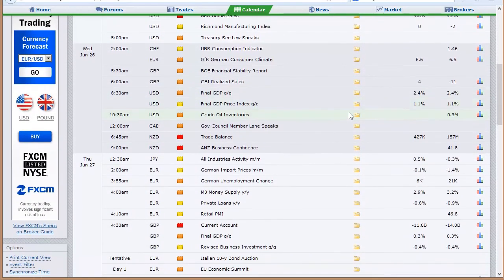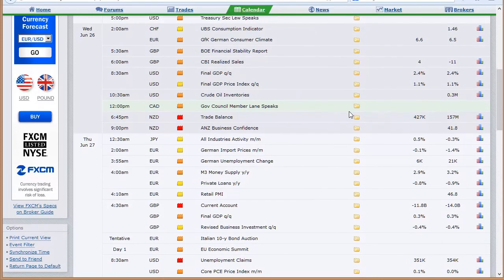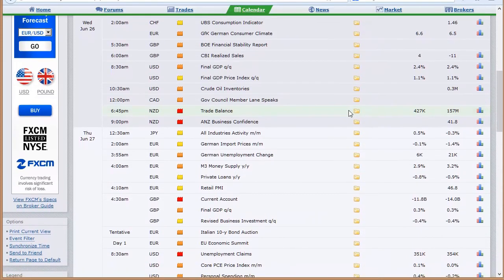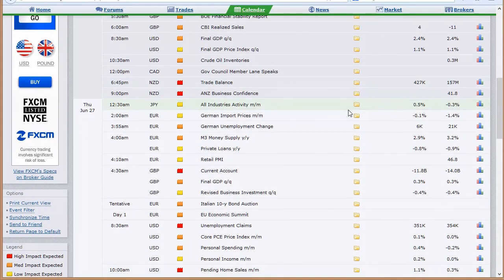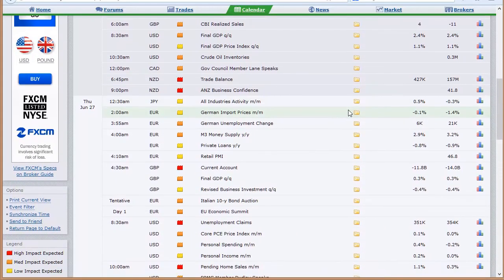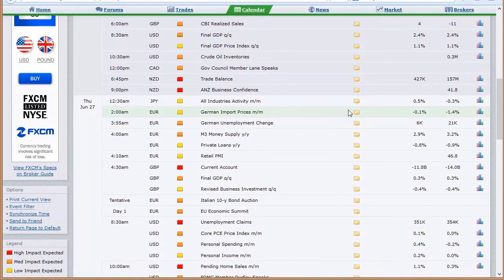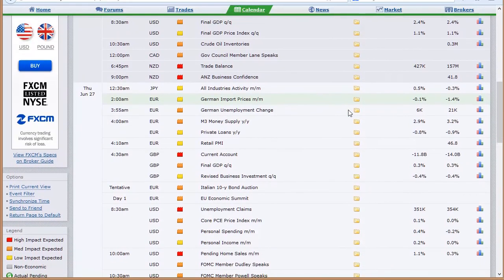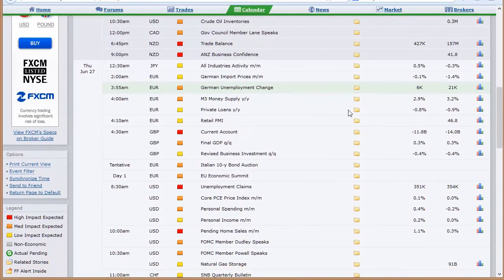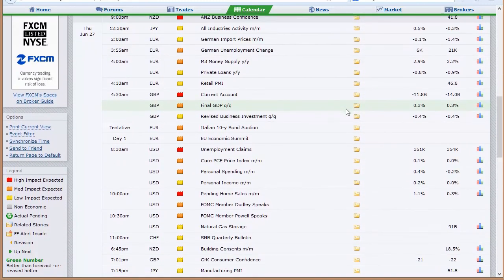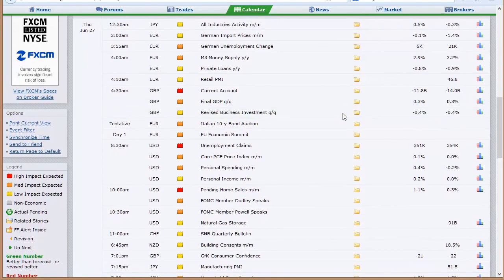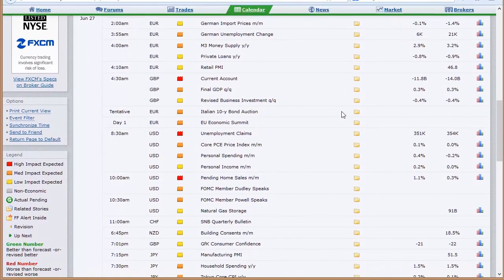On Wednesday, we've got the UBS Consumption Indicator. The UK has their Bank of England Financial Stability Report and the CBI realized sales numbers. Final GDP for the first quarter out of the U.S. at 8:30 a.m., and crude oil inventories. You've got trade balance out of New Zealand on Wednesday night. Europe has German import prices, German unemployment change, and money supply. This is all Thursday morning early, along with the retail PMI.